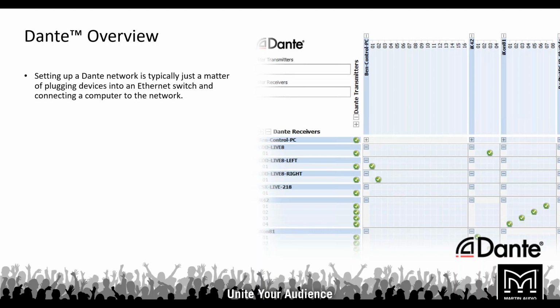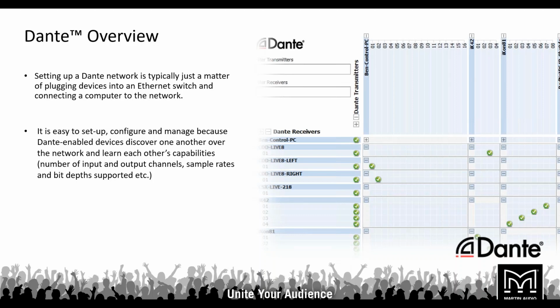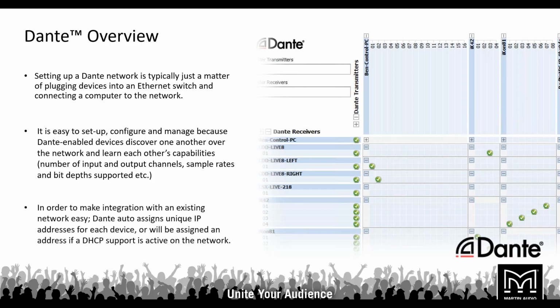So setting up a Dante network is really simple. All we do is plug in all the Dante-enabled devices into an Ethernet switch and connect the computer running Dante Controller to that network. So it's that easy to set up and configure and manage. Because Dante-enabled devices discover one another over the network, they learn each other's capabilities. So things like input channels, sample rates, bit depths, etc., and whether they can talk to one another. In order to make that integration with existing networks easy, Dante auto assigns unique IP addresses for each device, or if we've got DHCP on the network, it will receive an address from the server.